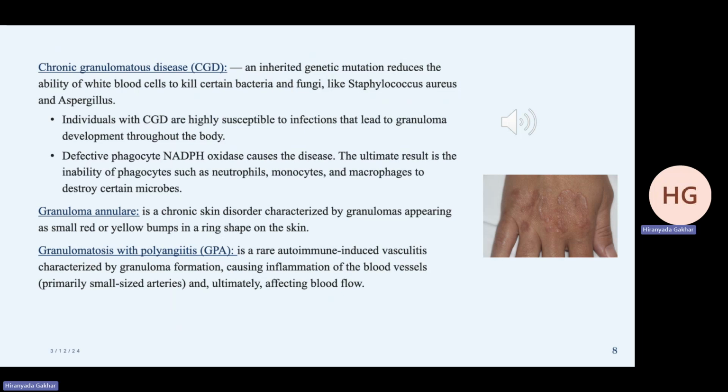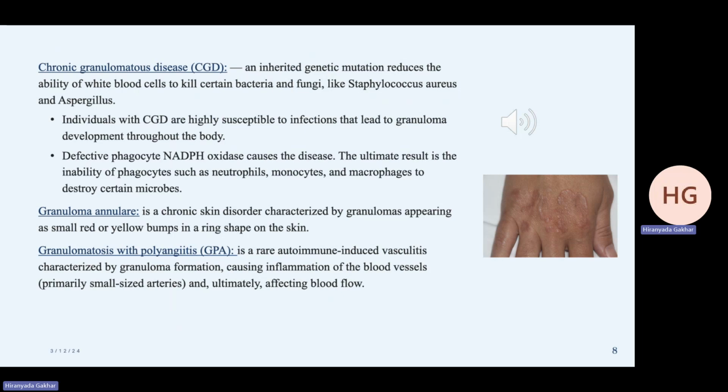Individuals with such a disease are highly susceptible to infections that can lead to formation of granulomas throughout the body and not just in a particular organ. Defective phagocytic activity and NADPH oxidase cause this disease, and ultimately this results in the inability of phagocytes such as neutrophils, monocytes, macrophages to destroy certain microbes.